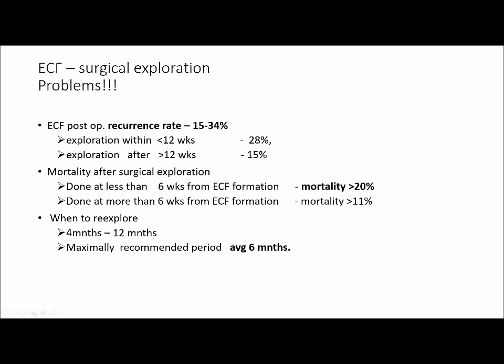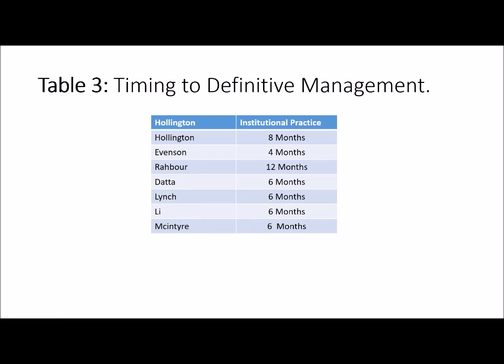The mortality is again important. Less than 6 weeks, 20%. After 6 weeks, 11%. That means if we operate on this patient after 6 weeks of ECF formation, the mortality would be towards 11%. But the problem is when to explore. So based on this, when to explore? 12 weeks, 6 weeks, when to explore? The best is 4 months to 12 months. See this, not weeks, it's months. And the maximum recommended period is 6 months. And there are a lot of studies available. This is basically institutional practice. Look at these: 8 months, 4 months, 12 months, 6 months.